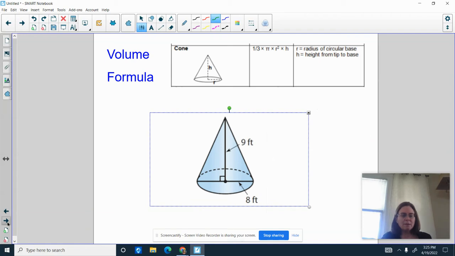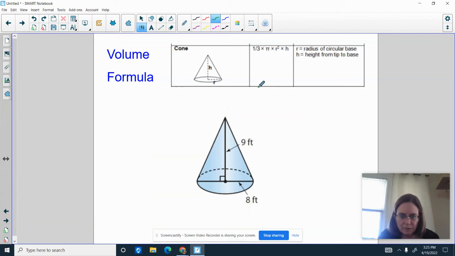Cone, okay? So here you have a formula right up here. Now the volume of a cone is V equals 1/3 pi radius squared times height. It's actually the same formula as the cylinder. The only difference is this 1/3.